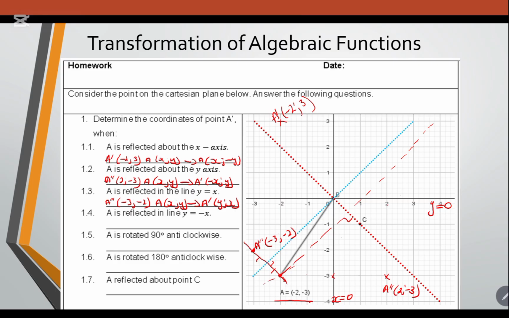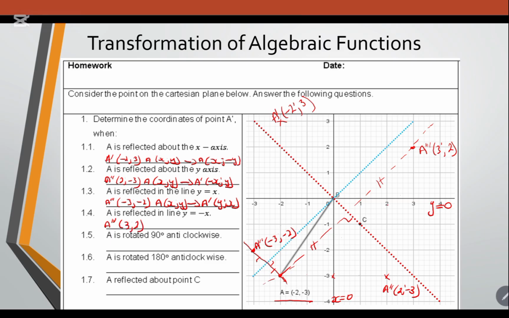And therefore, what is important is that this distance must be equal to the distance from the reflection line to the image. So when I look at this, the point will lie here. The coordinate of point A is negative 2 and negative 3. Therefore, the image of A will be 3 and 2. So the coordinate of the image A4 prime will therefore be 3 and 2.